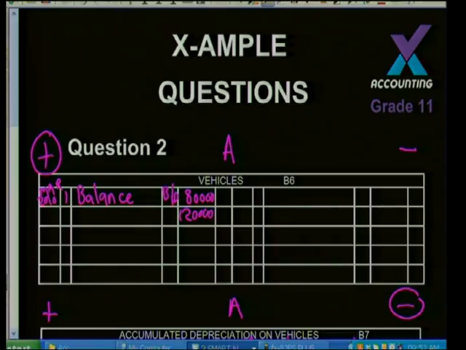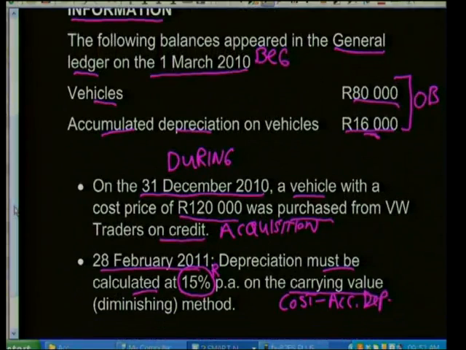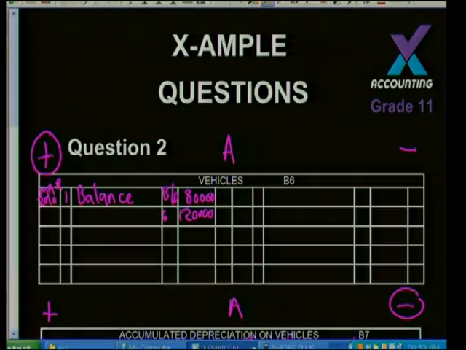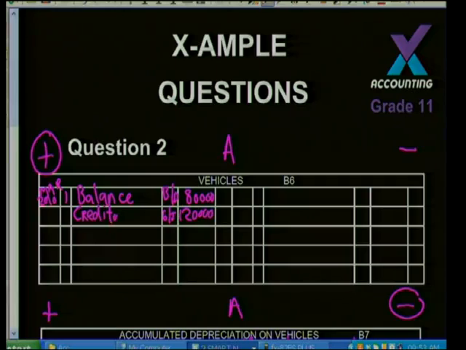This vehicle was purchased on credit. So if we go back to the information, they tell you it was purchased on credit, which means the journal that this would be recorded in would be either the creditor's journal or the general journal. So for your folio reference, I'm just going to put here general journal. Okay, but like I said, it could be creditor's journal. Your contra account or your details: purchased on credit, so you're now owing money to creditors. So your details will be creditor's control.